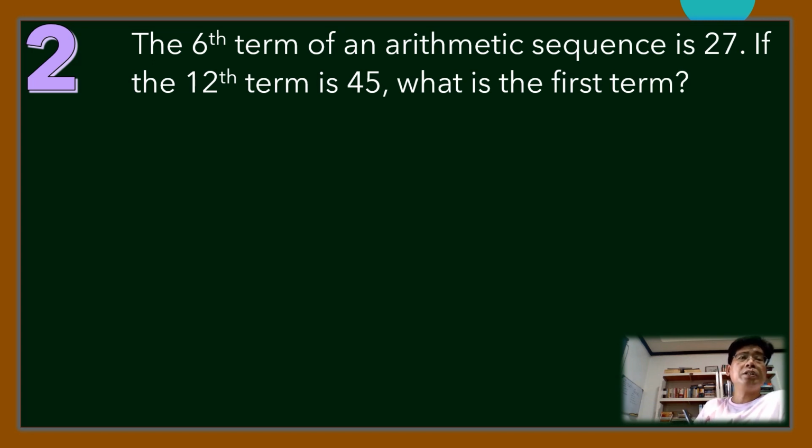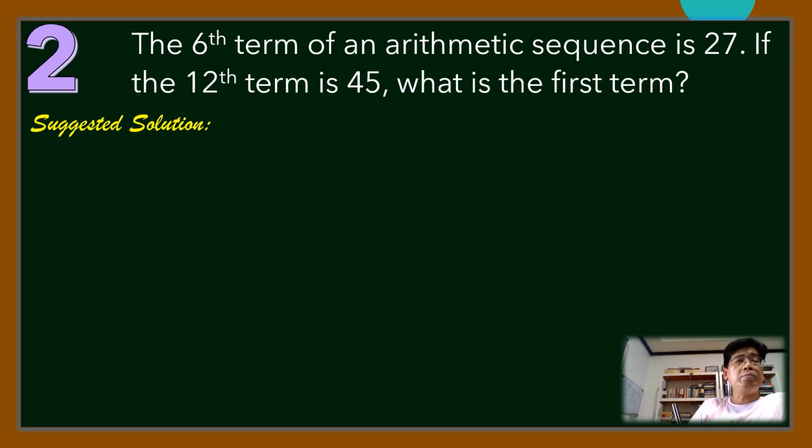Problem number 2, the 6th term of an arithmetic sequence is 27. If the 12th term is 45, what is the first term? For our suggested solution, we're going to use the formula for the nth term of an arithmetic sequence, and we will be producing two equations for this problem, and we will solve them simultaneously.